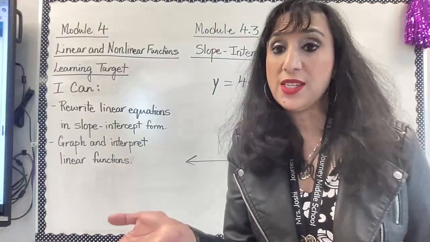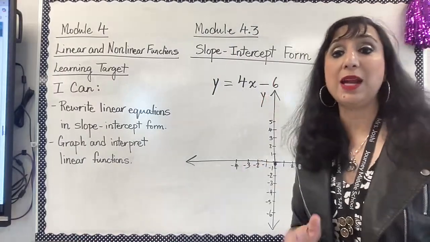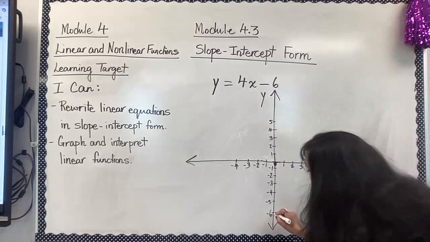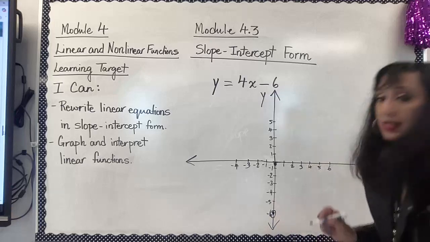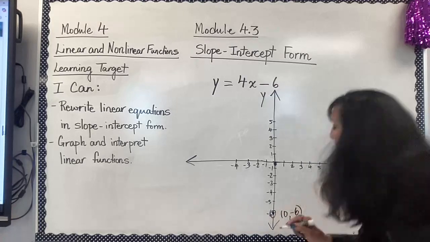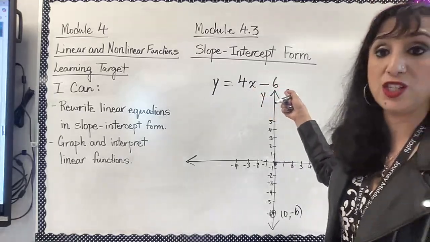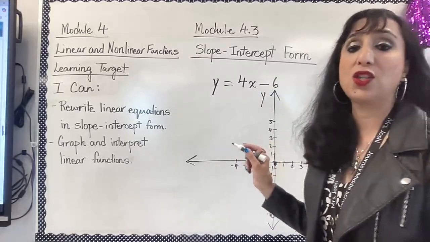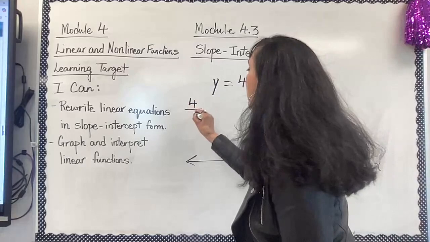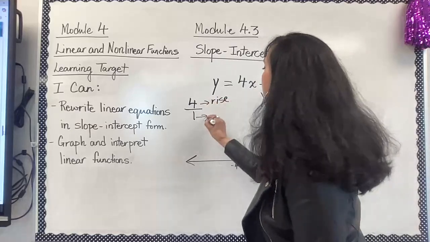So graphing what we just solved, y is equal to 4x minus 6. I can see that my y-intercept is at negative 6, which is here. So my graph is crossing the line at this part where my ordered pair is 0, negative 6. And that's where the y-intercept is based on the slope-intercept form that I just solved. Then it's saying 4x. So what is my slope? It's 4. That means it's 4 over 1, where 4 is the rise and 1 is the run.